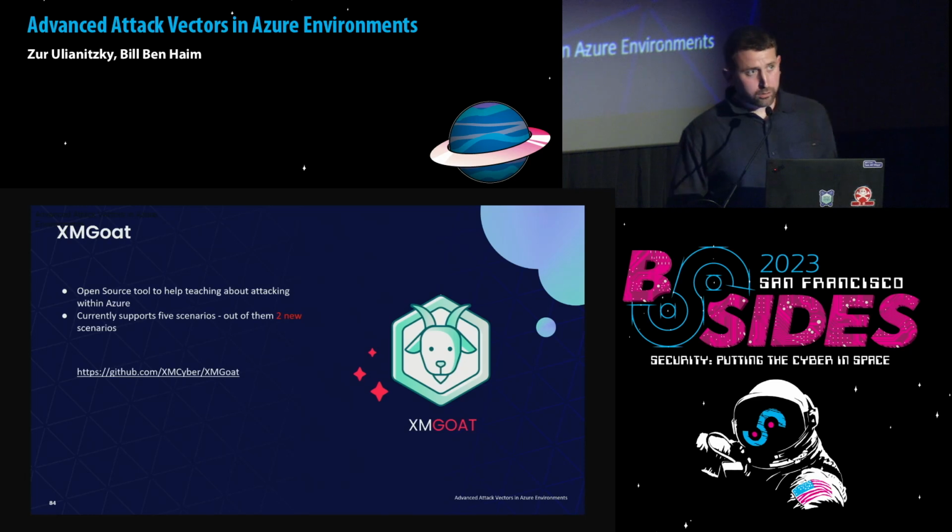Perfect. So about a year ago, we released a tool named XMGoat, which is an open source tool with the purpose of teaching about how to attack and protect Azure environments. XMGoat is composed of different scenarios. Each scenario is a Terraform script that you can deploy in the environment, which will provision a vulnerable environment. Each one of them has different use cases that you can do. And we created two additional new scenarios and we released them today. So you can go to the GitHub, see them, and obviously, if you want, you can contribute and add more scenarios. It will be awesome.